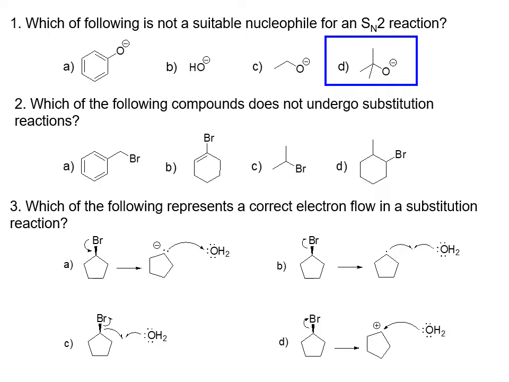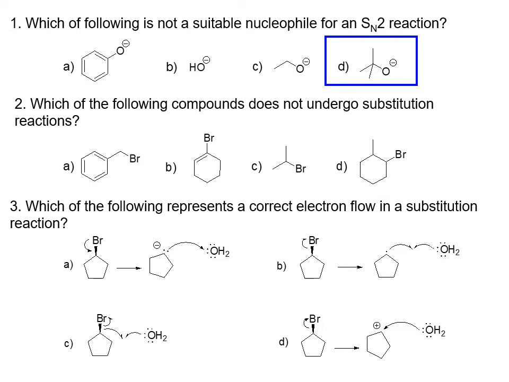Question number 2. Which of the following compounds does not undergo substitution reactions? All of these are bromides, but typically a compound in which an sp2 carbon is attached to bromine does not undergo substitution reactions, neither SN1 nor SN2. And so when you look at them, A actually is a benzylic compound, highly reactive.